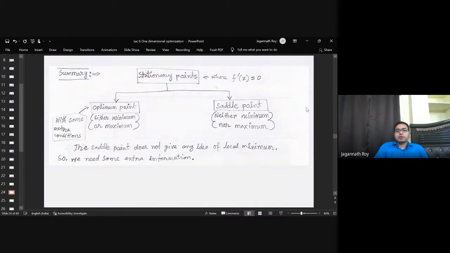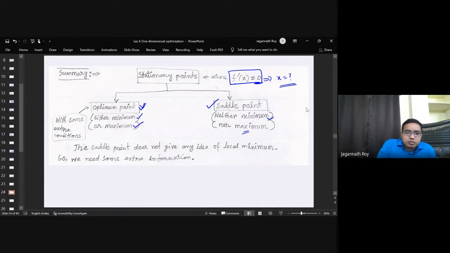So this stationary point where f dash x equals 0 will give you the values of x1. After solving this equation, we can find the x1 values. And these stationary points can be divided into two parts, bifurcated. We can bifurcate them as a saddle point, neither maximum nor minimum, and an extremum, an optimal point. So either it will be minimum or it will be maximum.